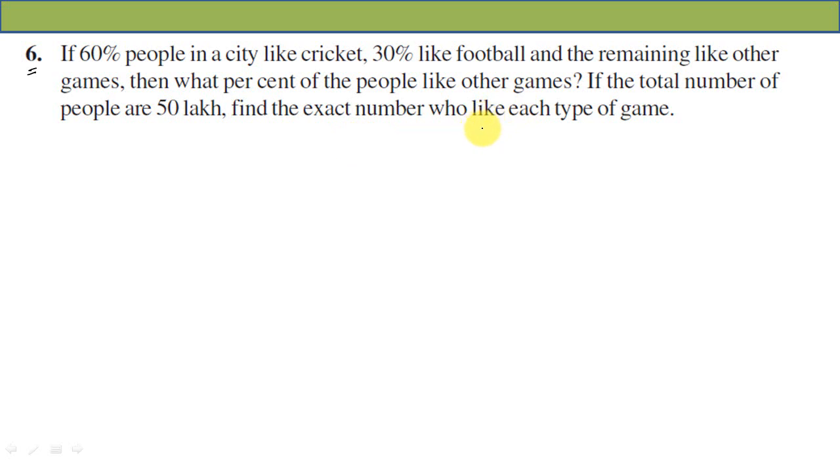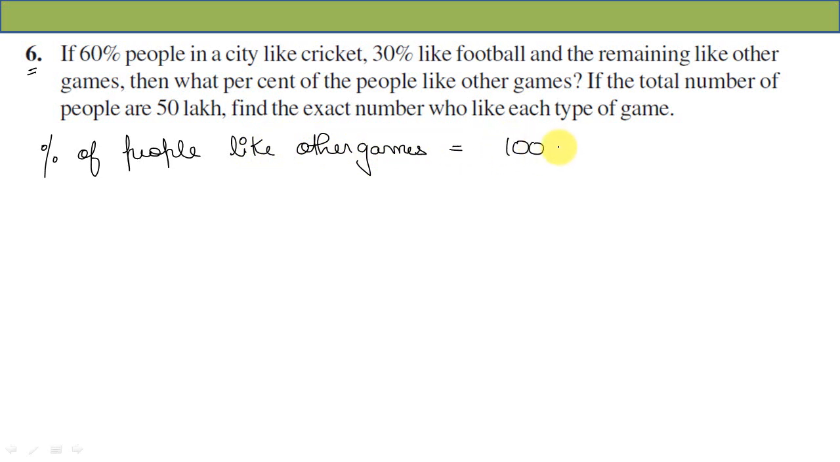तो 60-30 अगर आपका क्रिकेट और फुटबॉल में चला गया तो कितना परसेंट बच गया टोटल में से? 10%. That means 10% of the people like other games. So let's write down the statement. Percentage of people like other games is equals to 100 minus 60 minus 30. So 100 minus 60, 40, and 40 minus 30 is 10%. Right? So now what is the next?